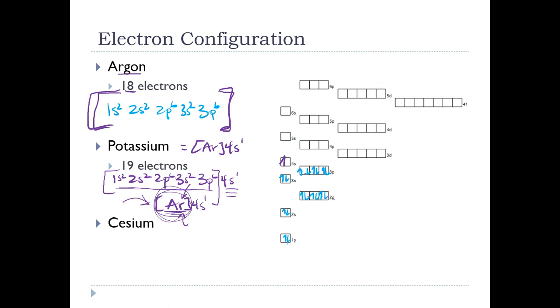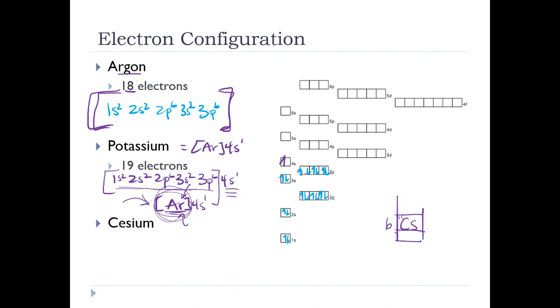Cesium. Let's find cesium on the handy-dandy periodic table. Oh, it has 55 electrons. Do we really want to draw 55? No, we don't. So I'm going to find cesium on the periodic table. I'm going to draw a little periodic table over here. Cesium is second from the bottom in column 1. Cesium, number 55, is in period 6.